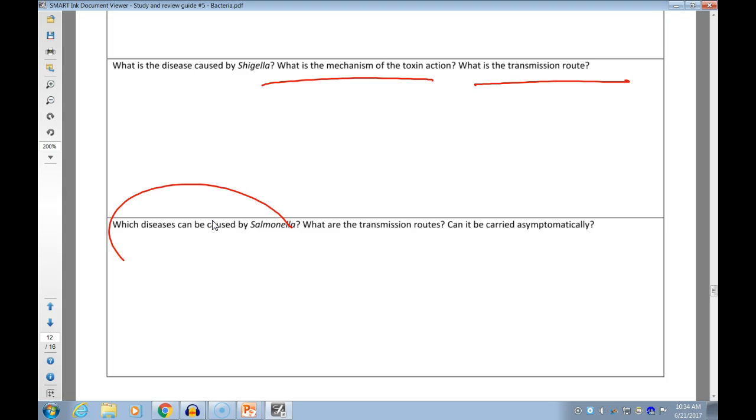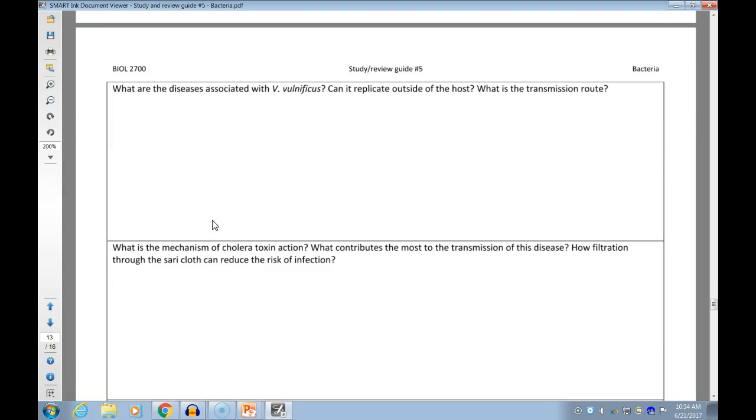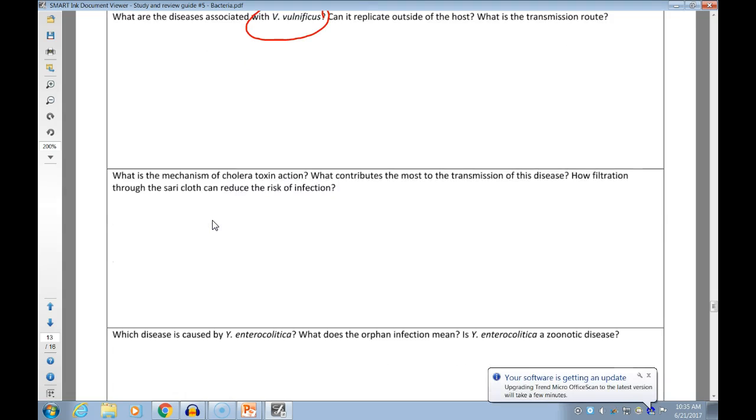Fecal oral transmission. Salmonella causes salmonellosis, which is mild, or typhoid or paratyphoid fever, which is more severe. It can be carried asymptomatically. Vibrio vulnificus, wound infections and septicemia. It can replicate outside of the host, okay? And the transmission route is usually by contact when you swim in the brackish water. It requires salt, okay?